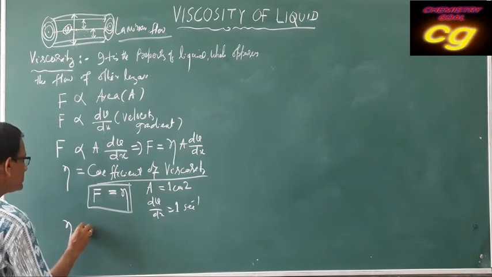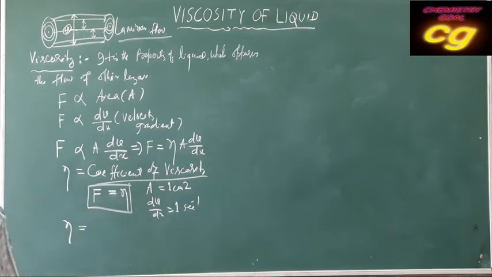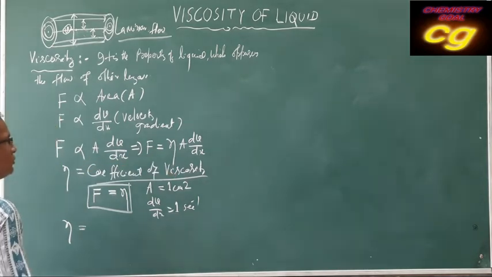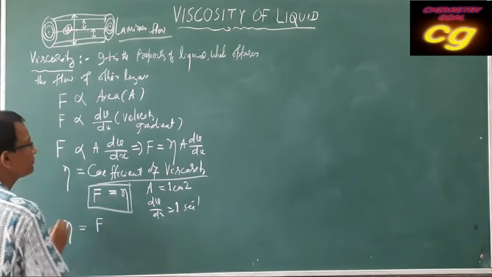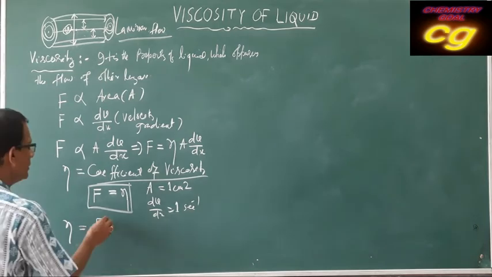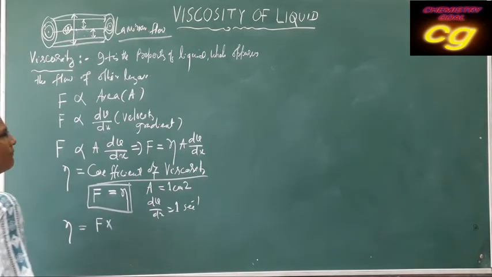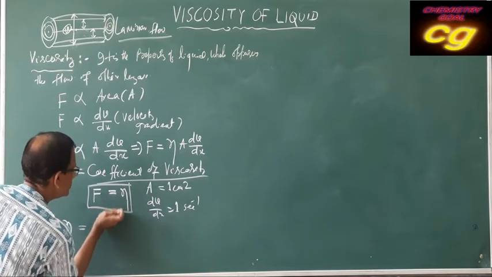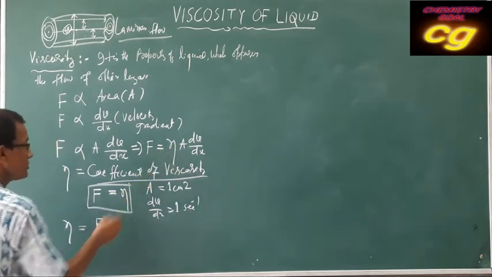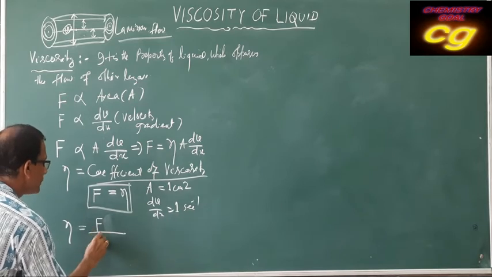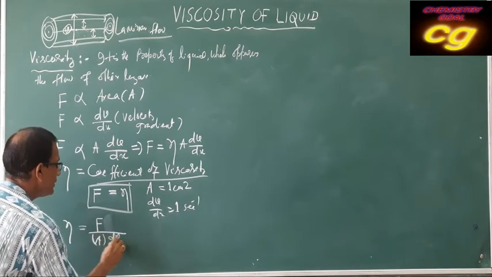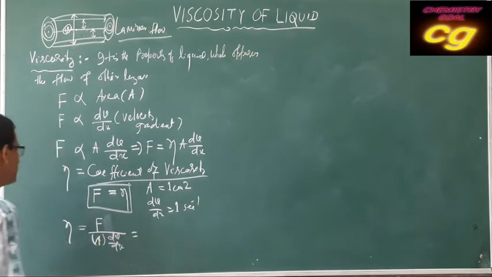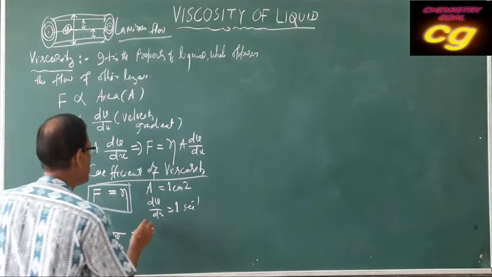Now what is the expression of eta? Eta is equal to force divided by area into dV by dx. You put the units. Suppose in CGS unit, your force is equal to dyne.